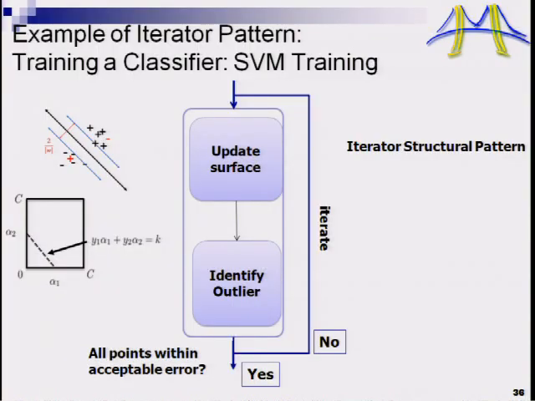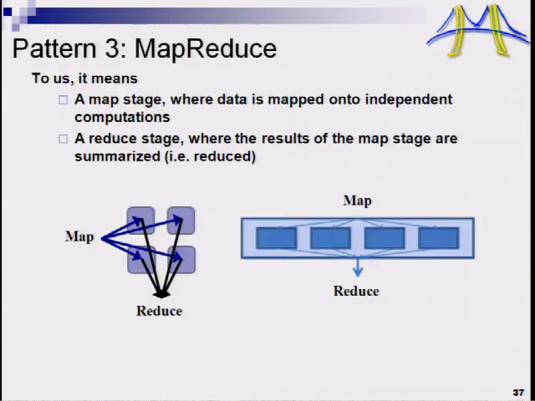Okay. So this is in support vector machine training. When we're training a classifier, we go through this iteration, we update the surface on some iteration, so we've got kind of like the white hats and the black hats separated. And then are there any outliers? Are there any black hats that are all mixed up very far into the white hats? If so, let's plan to iterate and update the surface to kind of curve around them and get them back on the right side, right? Okay? Iterator pattern.